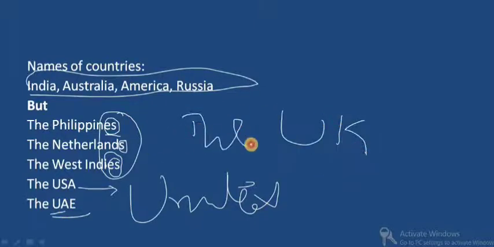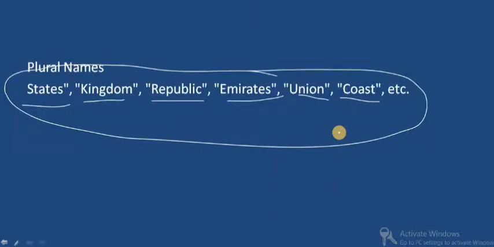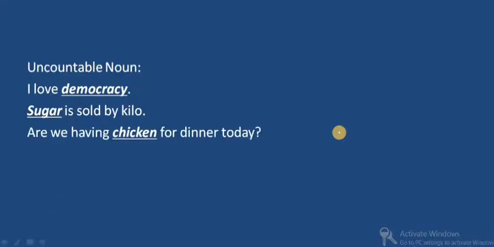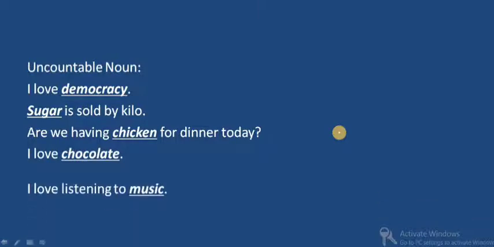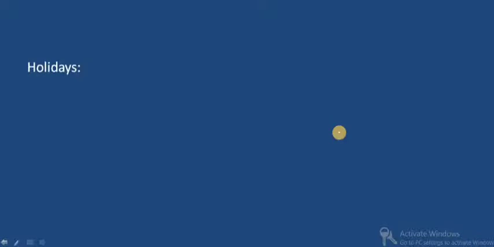India, Australia, America, Russia are singular names, so that's why we do not use any article before them. Keep these things in mind: states, kingdom, republic. Then uncountable nouns: before uncountable nouns also we do not use any article. I love democracy, sugar is sold by kilos. Are we having chicken for dinner today? I love chocolate. These are all uncountable nouns, and we avoid using any kind of article before them.